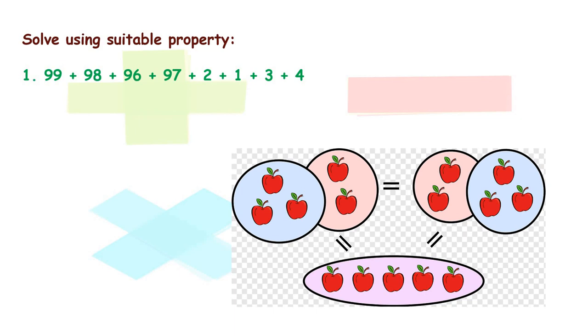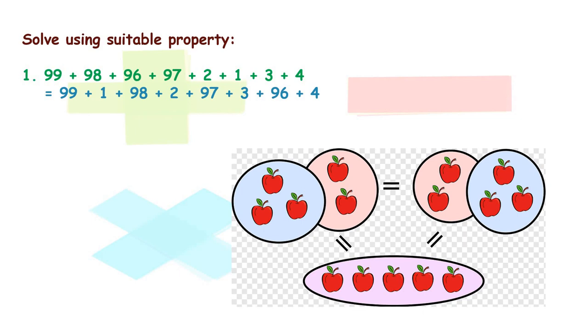So see students, you can add it like this only. But why do we use properties? We use properties because they make the calculation easier. You see that in these numbers, 99 and 1, when we add these two, we will get 100. So we have to find an easy way of calculating. So we will use commutative property here and rearrange the numbers. I have rearranged: 99 plus 1 plus 98 plus 2 plus 97 plus 3 plus 96 plus 4.